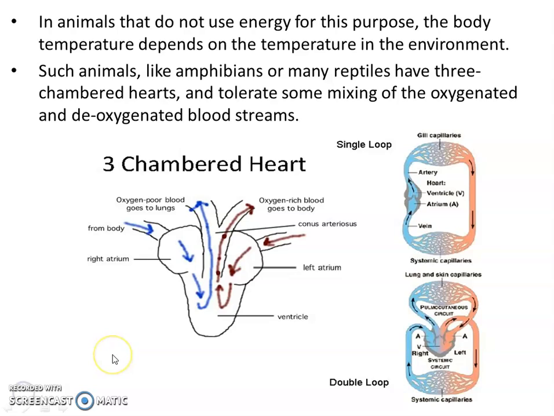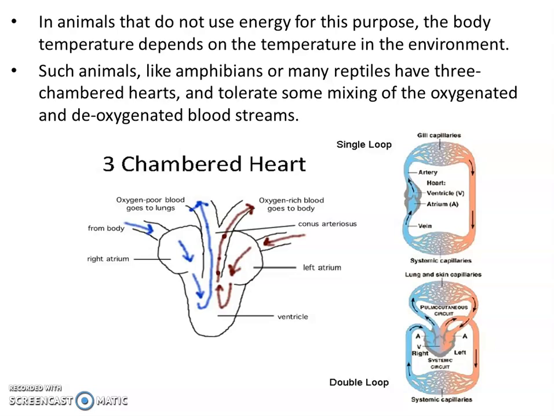Okay, so in such cold-blooded animals like amphibians or many reptiles, they have a 3-chambered heart. Amphibians are animals who can live on both land and water. So animals like amphibians or many reptiles like snakes, lizards, turtles, these animals except the crocodiles. Among reptiles, crocodiles are different, crocodiles have a 4-chambered heart. So except the crocodile, many other reptiles have a 3-chambered heart.